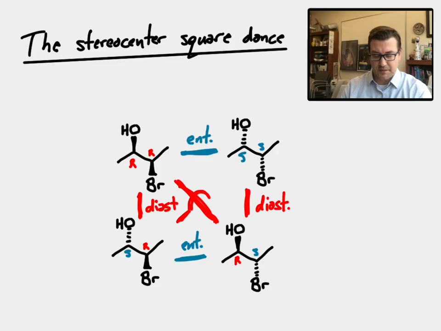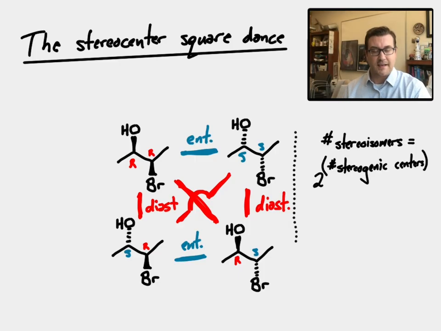If we look at these bottom two, they were diastereomers of the top ones, but they are enantiomers of each other. Similarly, if you're going top left to bottom right, they are diastereomers. Again, you've changed from RR to RS. You haven't changed both of the stereogenic centers. Bottom left to top right, you've gone from SR to SS. You've only changed one of the two stereogenic centers.